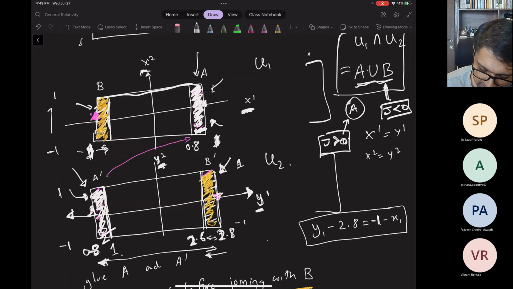So the basic idea is if x1 is equal to minus 1, then the right hand side is 0. If y1 is equal to 2.8, then the left hand side is 0. That tells me that these points and these points have the same coordinates. But as I'm going this way is what I'm gluing with this way, right? So that's why there's a minus sign in front of the x1. Does this make sense so far?